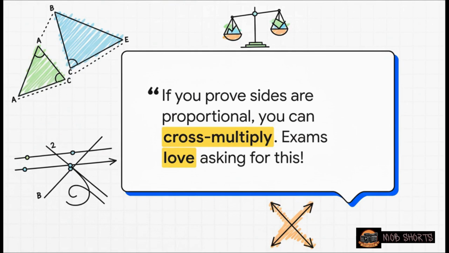Now, lean in for this one, because this is a massive pro tip. Once you've written down that proportion, you can cross-multiply. That means you can get something like AB times DF equals AC times DE. So when a question asks you to prove a multiplication statement, ding, ding, ding, it's almost always hiding a similar triangles problem. It's a huge clue.